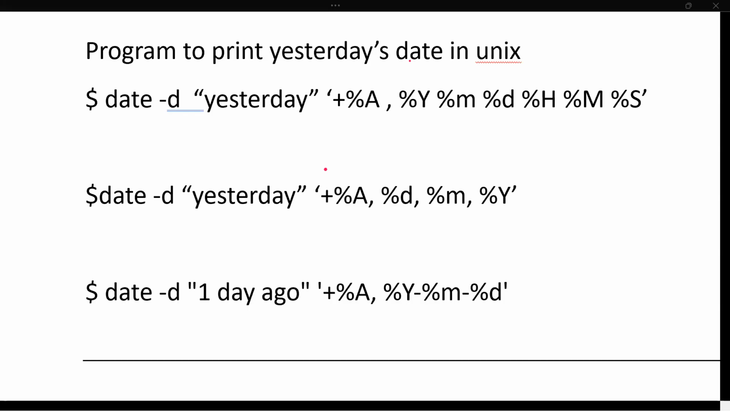Hi, now we are going to see how we can write a Linux command which will print yesterday's date in Unix. So we will be using a dollar symbol and date. Date we have to mention even if it is yesterday or something. Even for today's date we have to mention it like this. So date is sufficient, and we have to mention hyphen d.